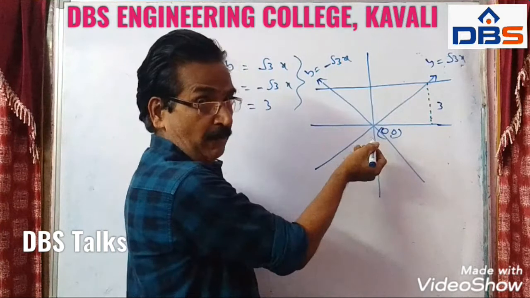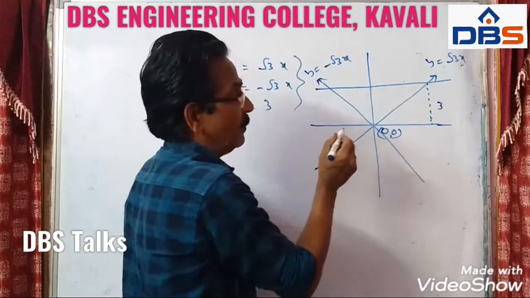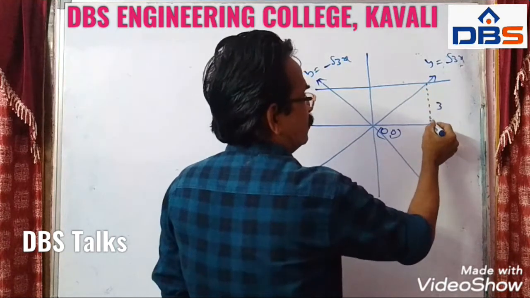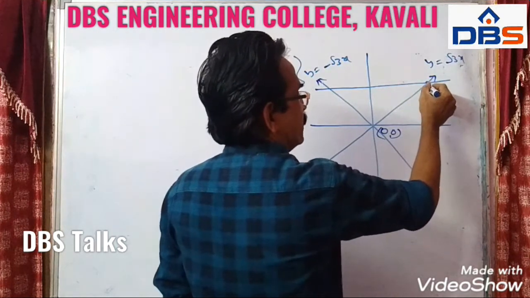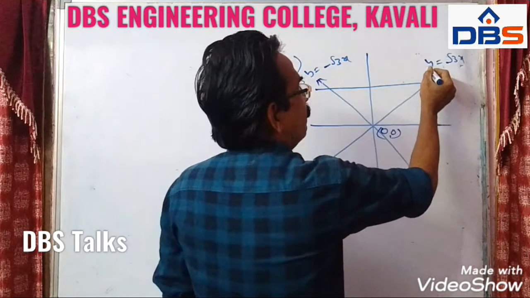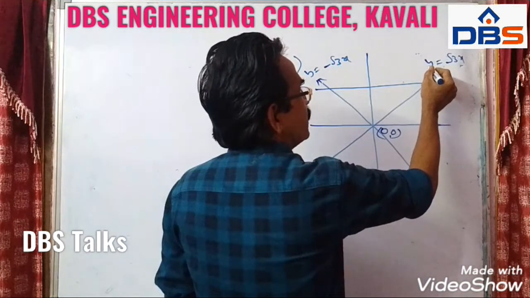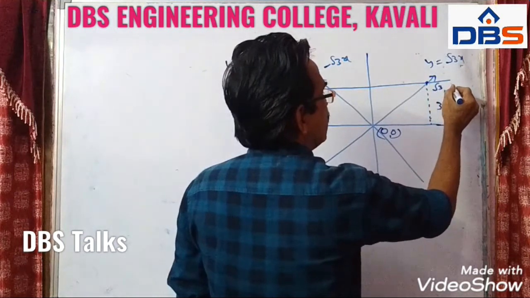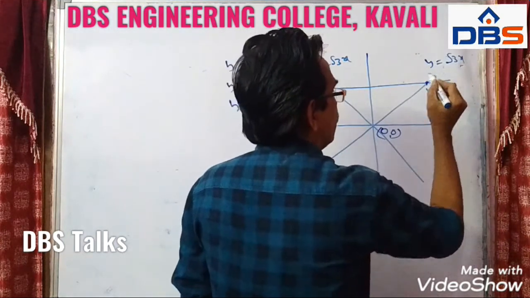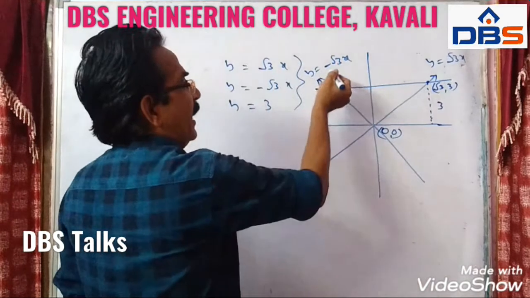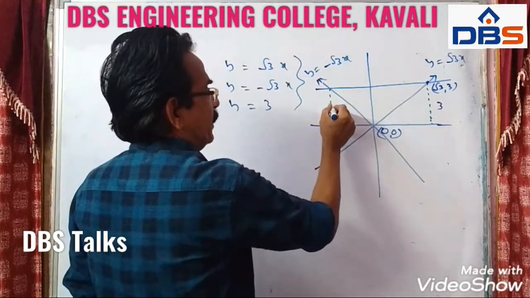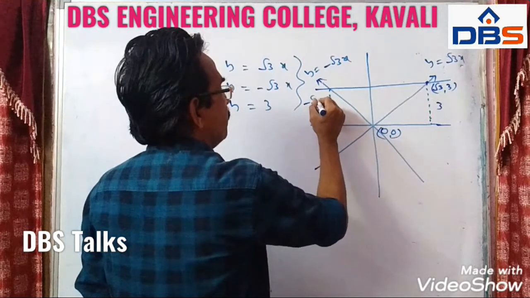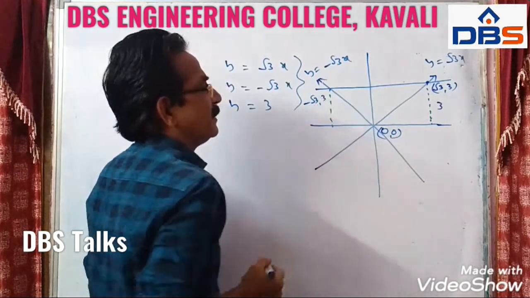One vertex is the origin, that is (0, 0). Let us find this vertex. Here y is equal to 3, friends. If you substitute y is equal to 3, then x is equal to root 3. So (root 3, 3) are the coordinates of this point, and if you substitute y is equal to 3 here, x is equal to minus root 3, so (minus root 3, 3).